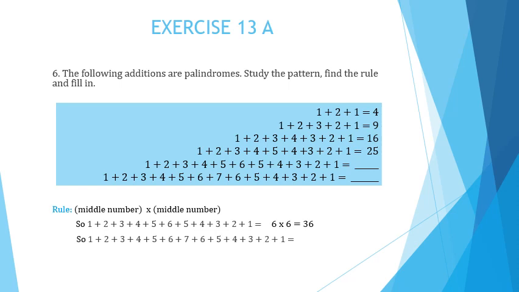In the second question, 1 plus 2 plus 3 plus 4 plus 5 plus 6 plus 7 plus 6 plus 5 plus 4 plus 3 plus 2 plus 1. The middle number is 7. So, 7 multiplied by 7 is equal to 49.